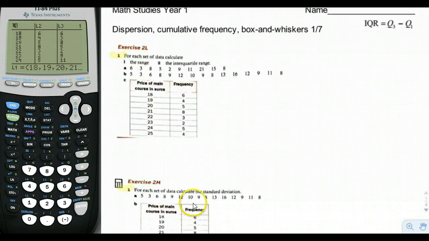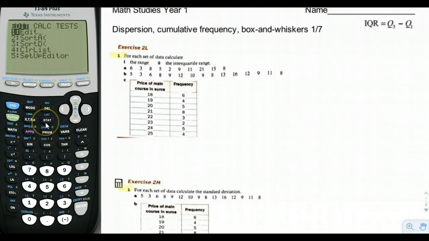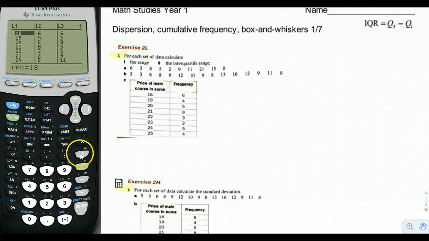For the first problem, they give us 3 different distributions, and they ask us to find the range and the IQR for each. We're going to use our calculator to do this, and we just enter each one of these lists into the calculator using the stat edit screen. I've already entered the numbers in here. For example, the first list, 6385, is over here in L3.